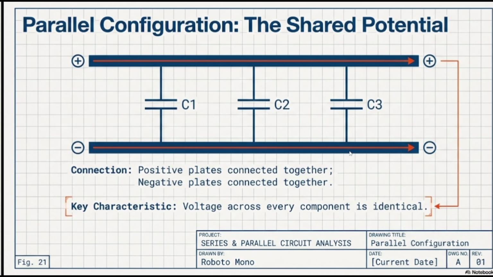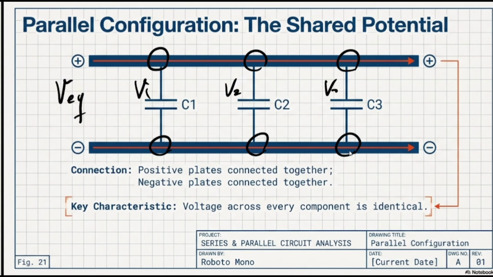So what would happen if we have another configuration, the parallel configuration? It means that we have the shared potential. As you know, whenever we have parallel components connected side by side, it means that they have 2 common connections. So the very first thing that we know, just the same as resistors, is that V equals V1 equals V2 equals V3.